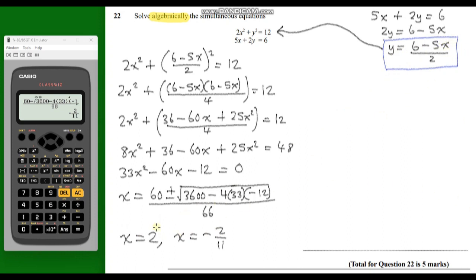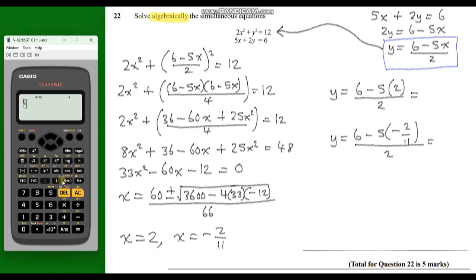So let's deal first of all with the positive solution for x. So we're going to have y is equal to 6 minus 5 times x, and instead of x I'm going to write 2, and then all of that is over 2. So I'll pop that into my calculator, and then the other solution will be y is equal to 6 minus 5 times this x, so negative 2 over 11, and then all of that again is going to be over 2. So let's put this into the calculator.